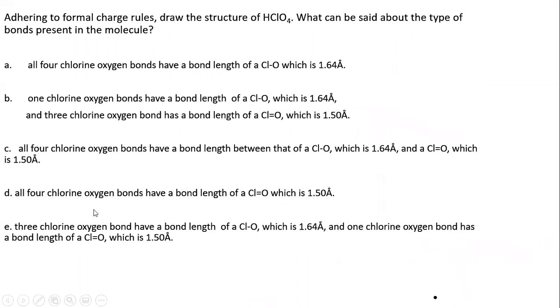So here again, we're looking at formal charge rules to draw an acid. If you remember in the last session, we looked at the Lewis structure of chlorate. And we said chlorate has resonance because the double bonds can alternate between the single bond chlorine oxygen bond and the double bond chlorine oxygen bond. So we have resonance there.